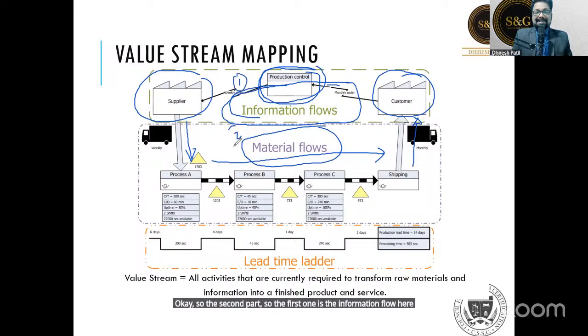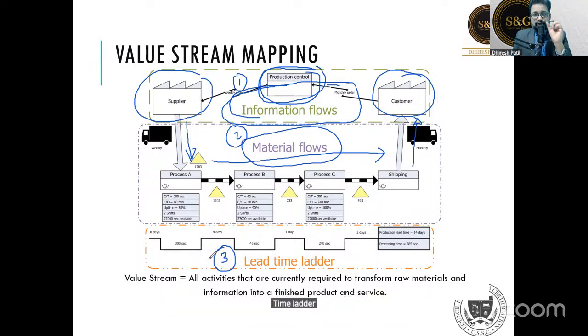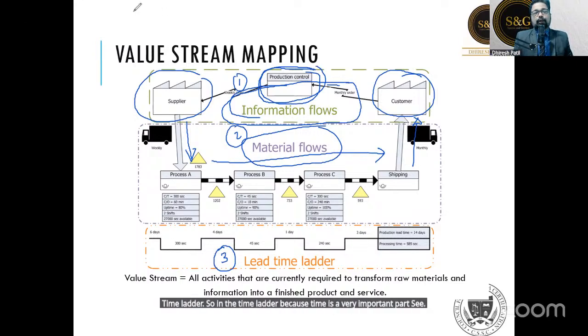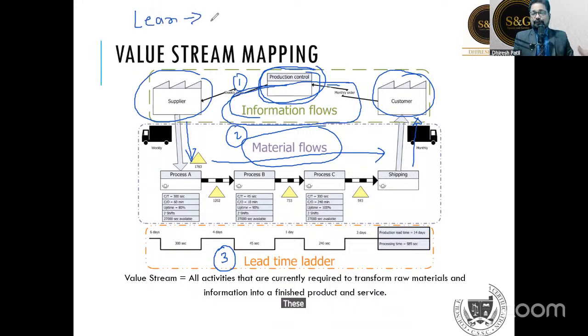The second one is the material flow, and the third one is the time flow, which we call the lead time ladder, or simply the time ladder. In the time ladder, because time is a very important part, when we use lean tools, just try to understand this. These are the three areas when we use the lean tool.